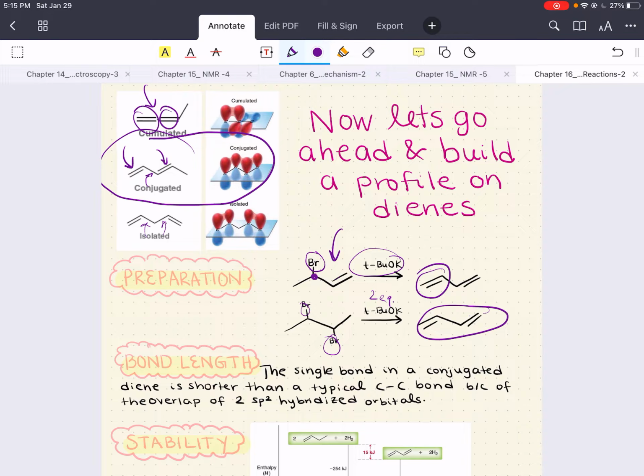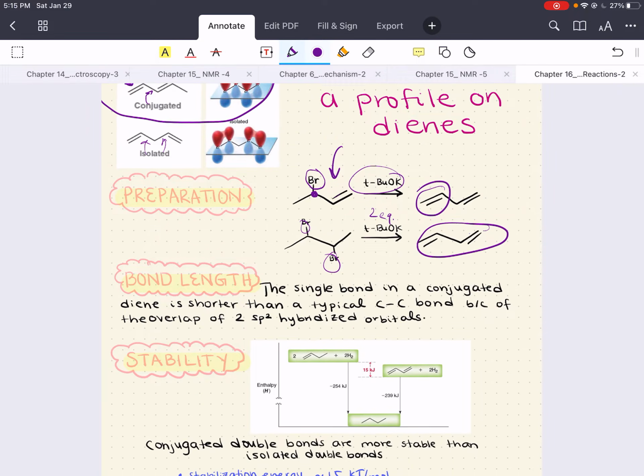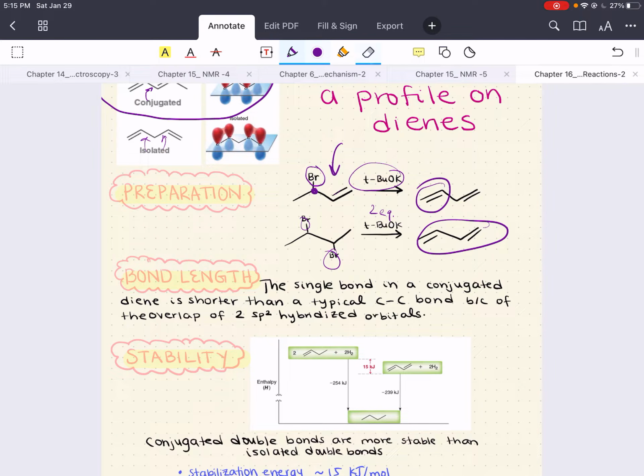Well, the single sigma bond in a conjugated diene that is separating the two pi bonds, we're going to look at this one. This is a conjugated diene. This sigma bond, the single bond that's separating the two successive double bonds, is shorter than a typical carbon-carbon single bond. The explanation for this actually stems from hybridization.